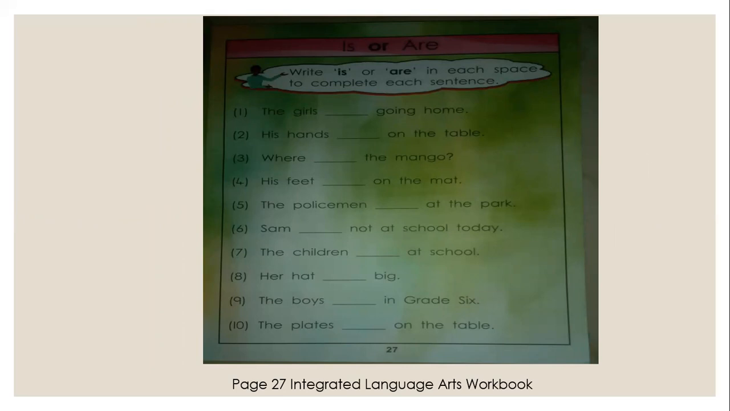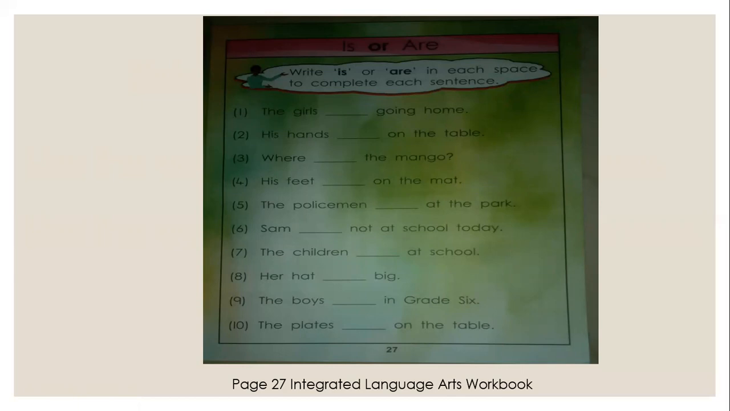Now, the instruction says, write is or are in each space to complete each sentence. Number 1, the girls blank going home. Do we say the girls is or the girls are? Number 2, his hands blank on the table. Do we say his hands is or do we say his hands are?